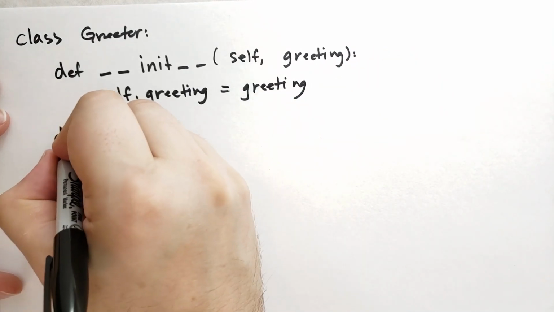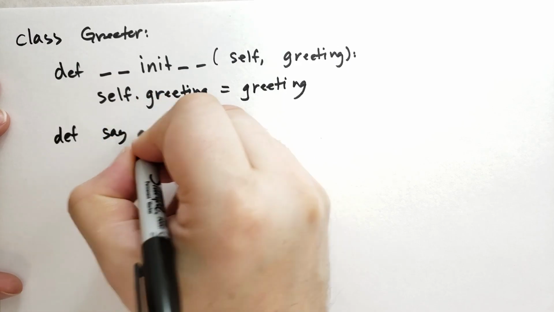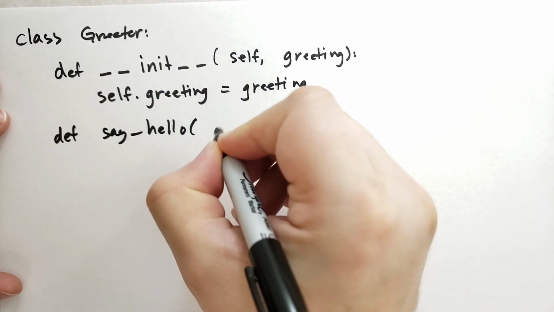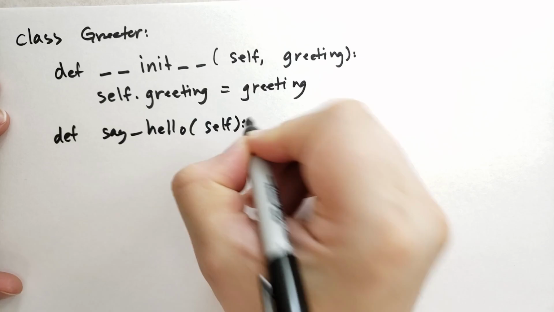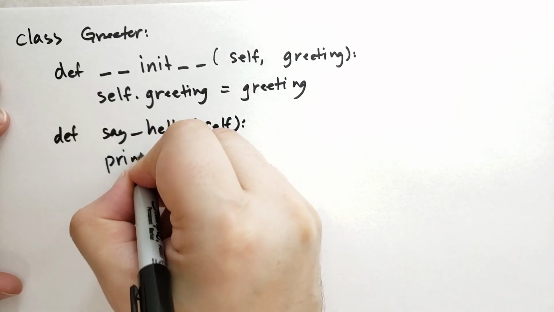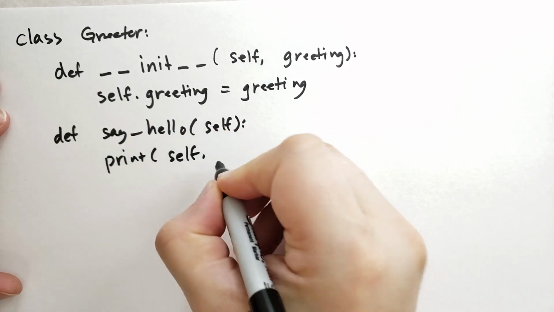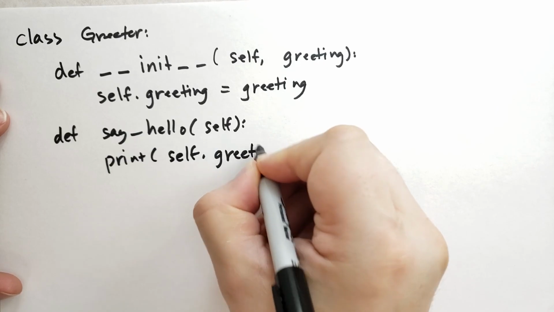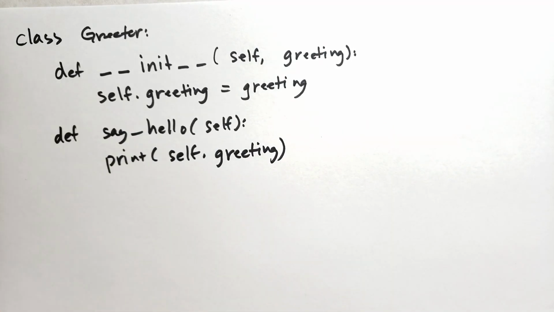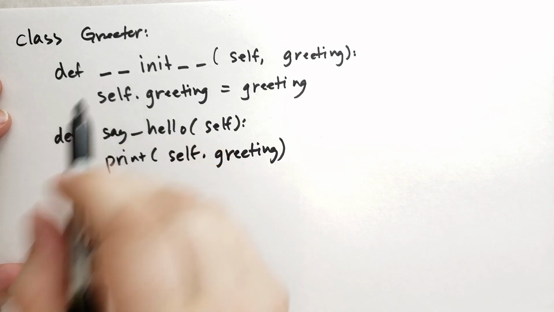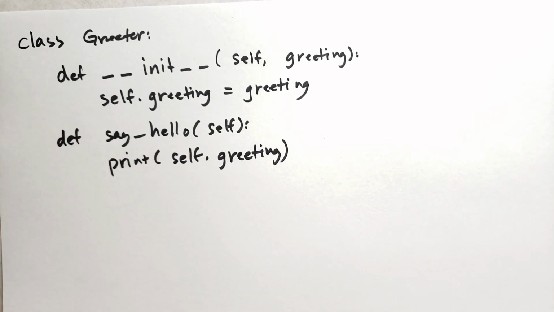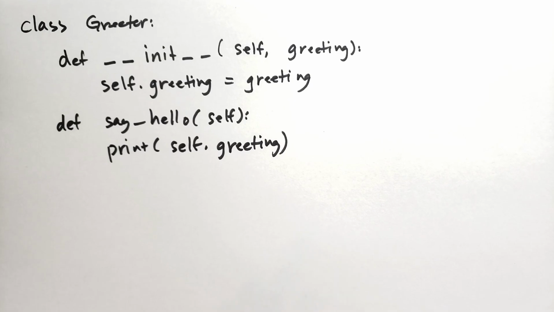And then you'll have down here the say_hello method, which hasn't changed. And that's just going to print self.greeting. Okay. The init method is one of these magical methods, and you know it's magical because it has underscores around the name. Some people call it dunder. I just call it underscore underscore init underscore underscore to emphasize, hey, there's underscores here.